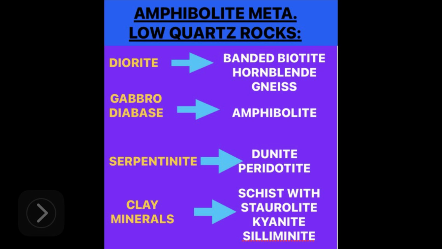Amphibolite grade metamorphism in low-quartz rocks, rocks that are low in quartz, is kind of a combination of hydration and dehydration. So let's take a look at that. Diorite, an intermediate composition magma, begins to form bands and becomes banded biotite hornblende gneiss. With gabbro and diabase, a couple of mafic plutons, hydration occurs, and so you get amphibolite. Serpentinite, a hydrous ultramafic rock, gets dehydrated back into dunite and peridotite.